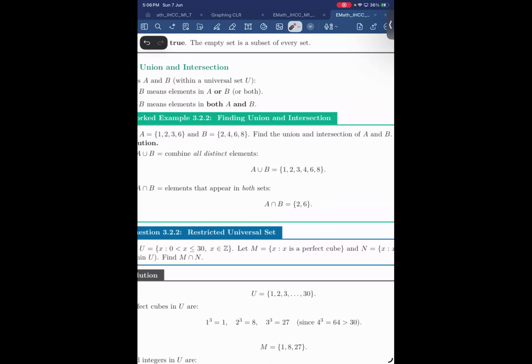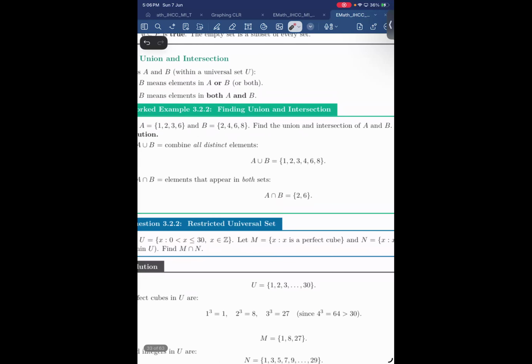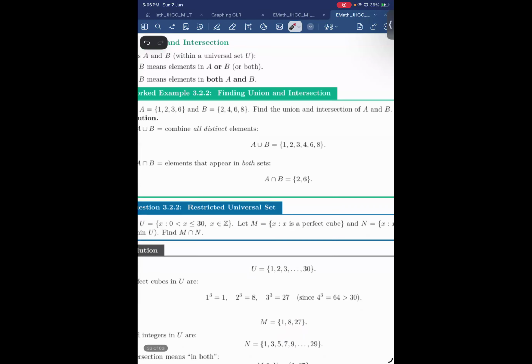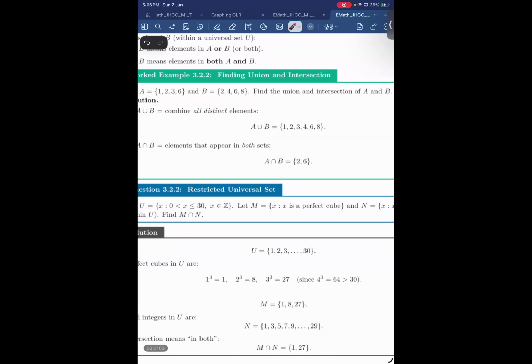Okay, then you have to find M intersect N. M intersect N means you want the elements that lie in both M and N. So you have M and N already, and what we want is perfect cubes that are odd. The intersection says "and", right? So we want a perfect cube and we want it to be odd, which means it is 1 and 27. Those are perfect cubes that are odd. So M intersect N is 1 and 27.